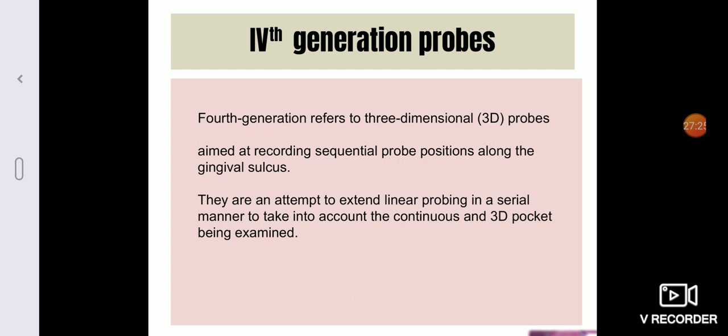Now, the fourth generation probes refer to the three-dimensional probes, and they are currently under development. These probes are aimed at recording the sequential probe positions along the gingival sulcus. So as the probe is walked along the gingival sulcus, you keep on recording the sequential measurements. They are an attempt to extend the linear probe in a serial manner to take into account the continuous 3D pocket being examined.